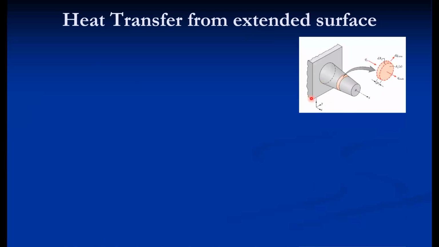As far as the heat transfer analysis through an extended surface is concerned, consider this is the base surface and a non-uniform cross-section fin is attached to it, which is called the extended surface. For heat transfer analysis, we consider a small elemental ring of surface area dAs and cross-sectional area AC. We consider this as a control volume. The heat entering this control volume is equal to the heat leaving plus the heat dissipation.